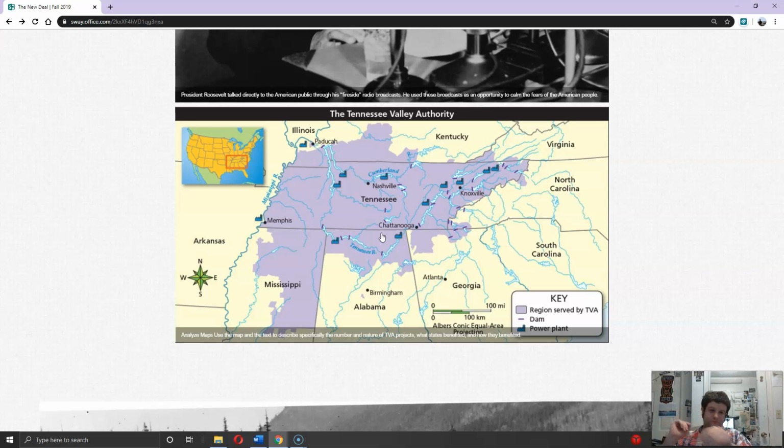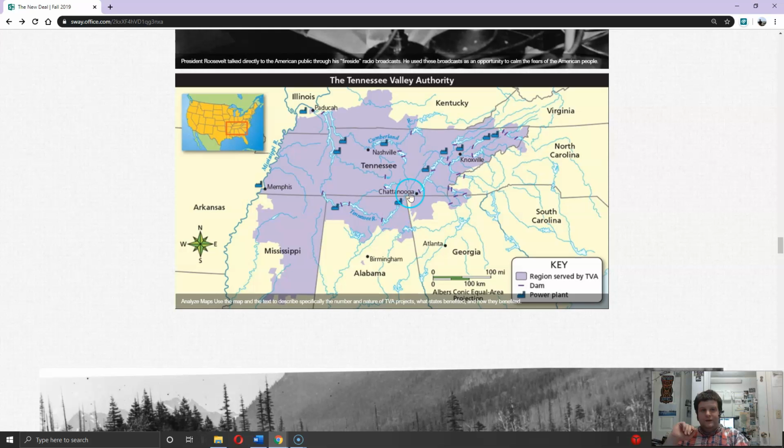So, something to consider. This is kind of an example of the U.S. government. The U.S. government comes in and builds these dams. They hire the people, they organize it, they have the architects design it. The U.S. government oversees this big project, and it's called the Tennessee Valley Authority, TVA.